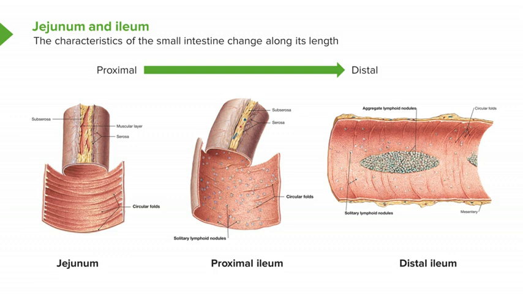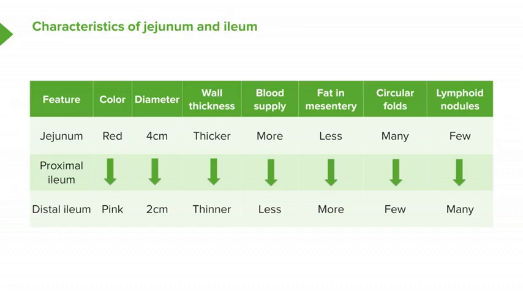There's not as much fat around the jejunum. There's slightly more fat around the proximal ileum and more fat still around the distal ileum. The vasculature, the blood supply to the jejunum, is greater than the ileum. So the wall of the jejunum is somewhat pinker than the proximal or the distal ileum. And there's a whole series of other differences which really are a transition from the jejunum through to the distal ileum. And I've detailed some here.